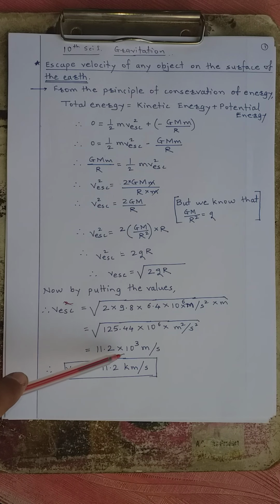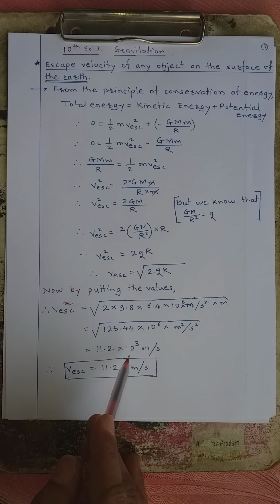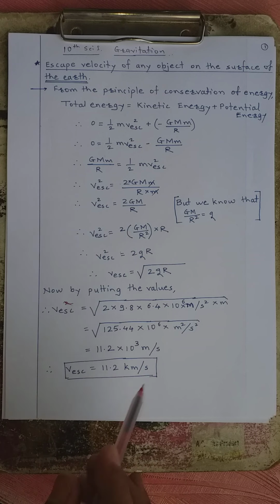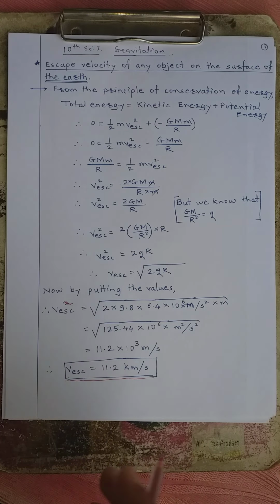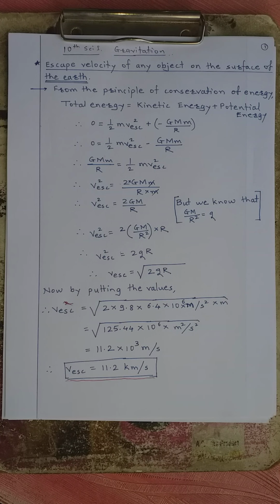This 10 raised to 3 means 1000, and 1000 means kilometer per second. Therefore the escape velocity on earth for any object is 11.2 kilometers per second.